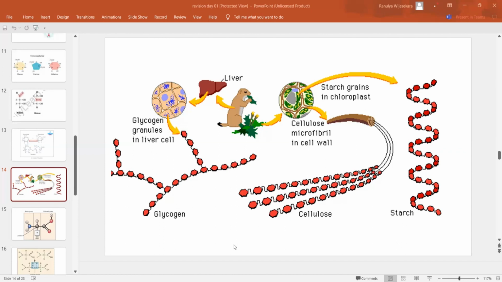Next point, based on their function, they are categorized as storage polysaccharides. Examples: starch, glycogen. Next point, structural polysaccharides. Next point, cellulose, hemicellulose, pectin.